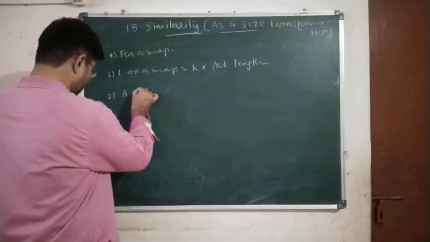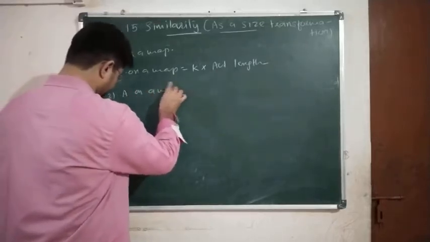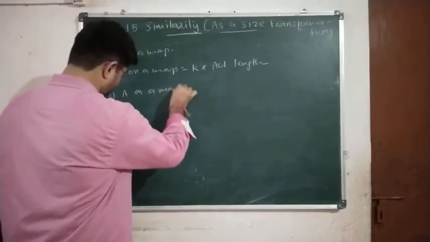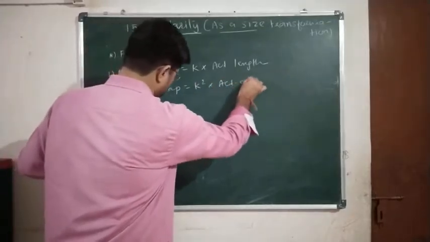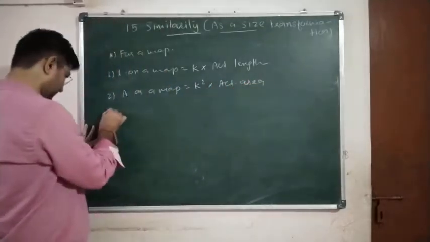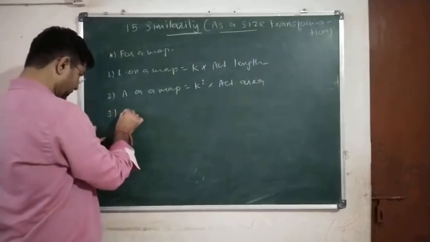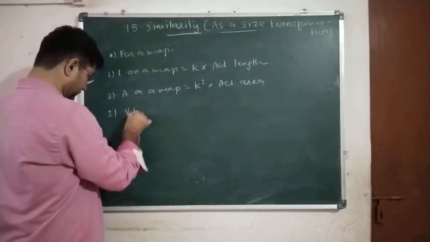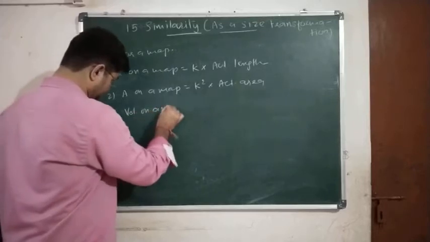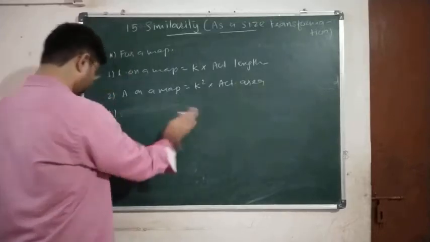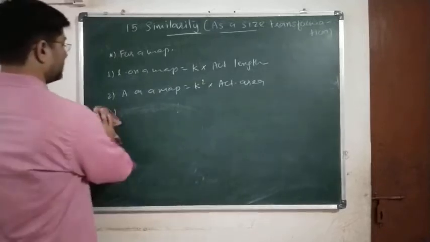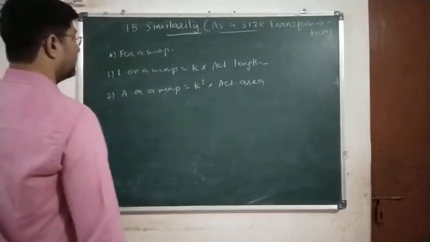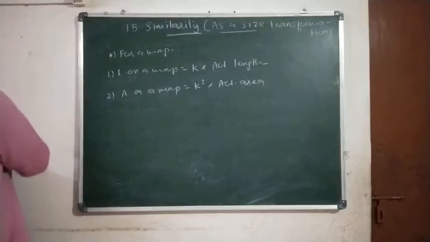Similarly, area on a map will be equal to K square into actual area. Number three, volume on a map. Okay, volume will not come on a map. We will have only length and area on a map.